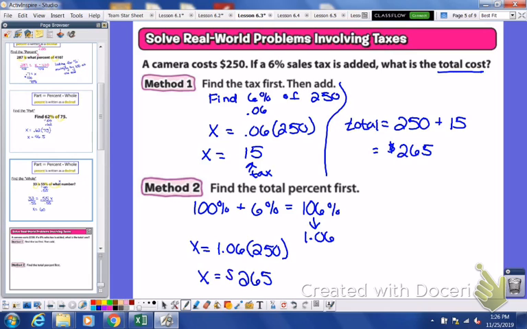And we're talking about money, so dollars. If we compare, we'll see that we got the same answer both ways. It's just whether or not you want to add at the end or if you want to add at the beginning. All right, so there is lesson 3 using our percent equation.